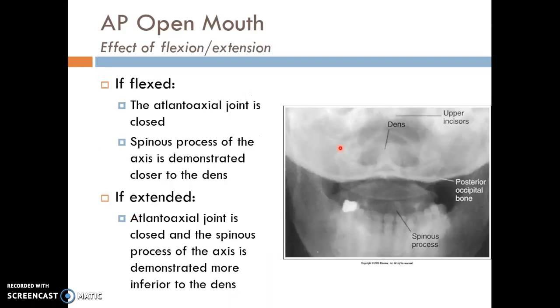Effect of flexion and extension. If the patient is flexed, the atlantoaxial joint is closed. The spinous process of the axis is demonstrated closer to the dens. If extended, the atlantoaxial joint is closed and the spinous process of the axis is demonstrated more inferior to the dens. In this one, the head is extended.